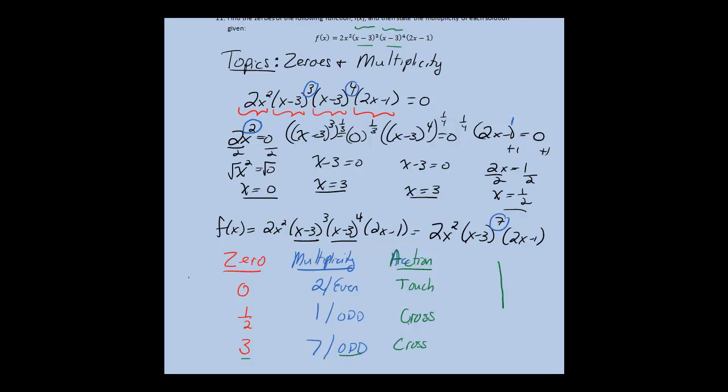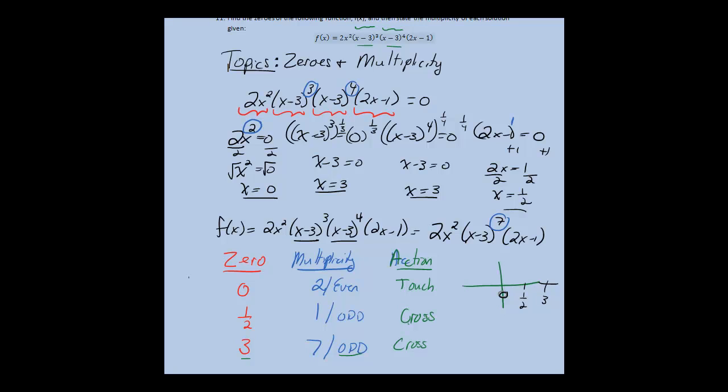So let's do a quick depiction over here with our zeros. I'll use black. So I have a 0 here, then I have a 0 at 1/2, and then I have a 0 at 3.